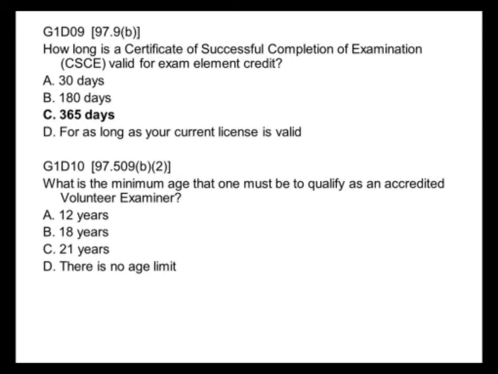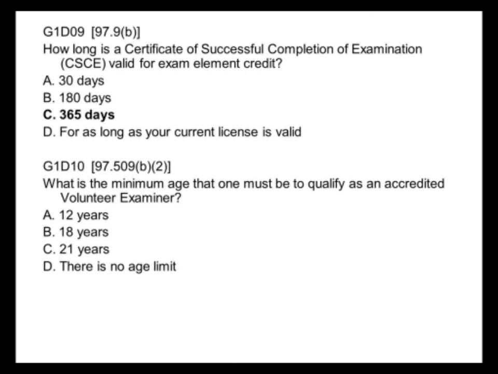But what could happen here is if somehow you took the element 3 for the general, passed it, but failed the element 2 for the technician, the voluntary examiners could give you a CSCE for element 3, even though they couldn't authorize you a license. And in that case, your CSCE for element 3 would be good for 365 days, and all you would have to do to go from no license to general would be to pass the technician element 2, and then apply the CSCE for the element 3. So that's a way you could run up against this 365-day limit if you didn't get your element 2 done quickly enough.